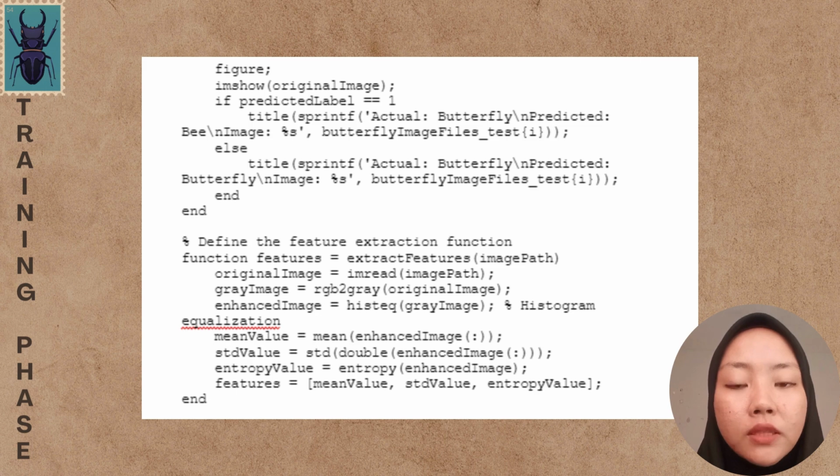Now we continue with the feature extraction function. This function extracts features from an image. It converts the image to grayscale, enhances it using histogram equalization, and calculates three features: mean, standard deviation, and entropy.